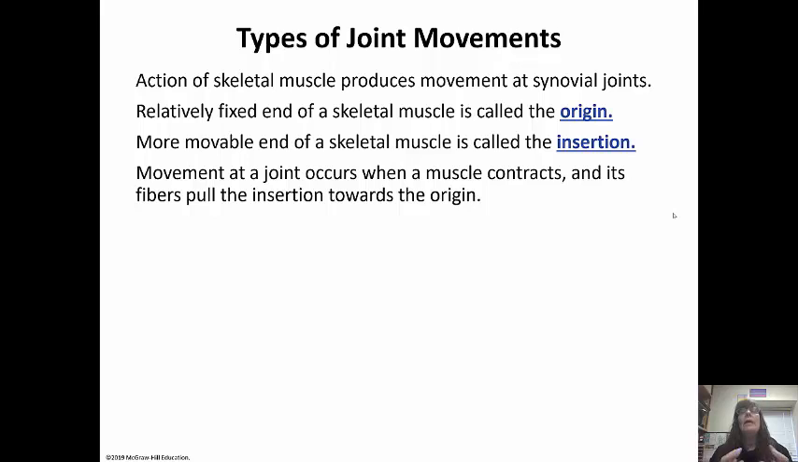So actions of skeletal muscles produce movements at synovial joints. The relatively fixed end of a skeletal muscle is called the origin. The more movable end is called the insertion. So movement at a joint occurs when a muscle contracts, and the fibers are going to pull the insertion towards the origin.